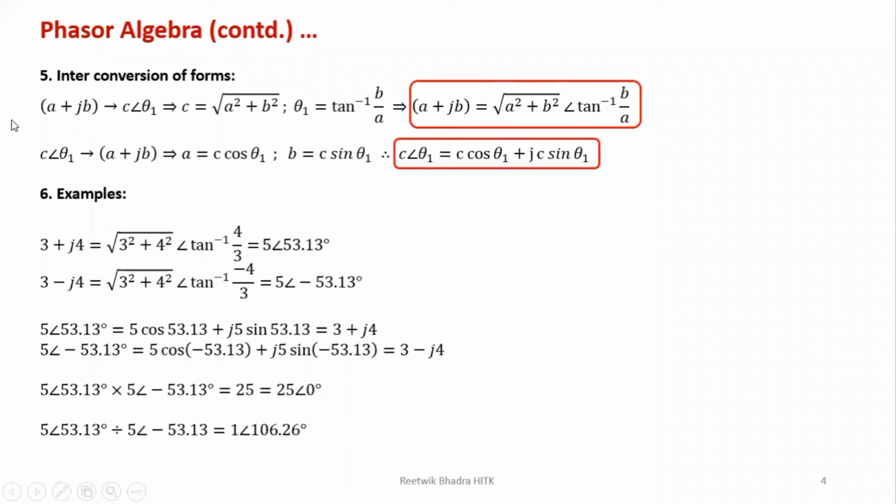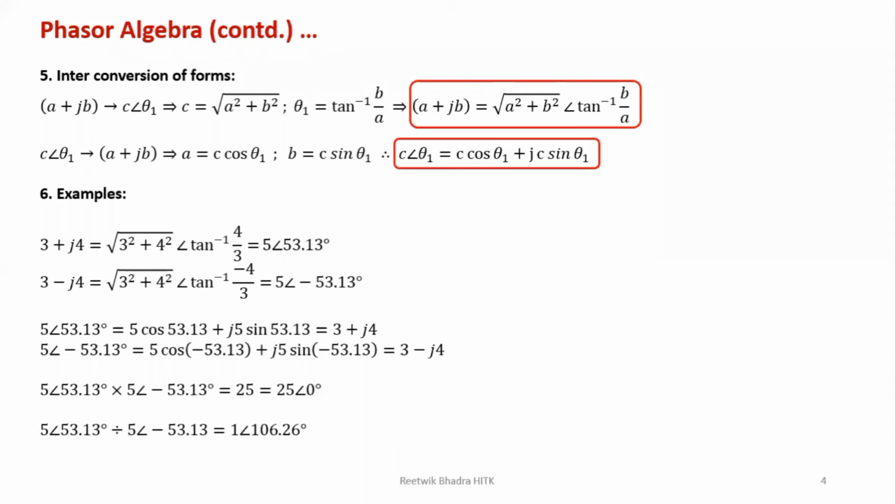Tan inverse B by A. So A plus jB is root over A square plus B square, at an angle tan inverse B by A. To convert C at an angle theta 1 into A plus jB: what is A? A is C cos theta 1, and B is C sin theta 1. So C at an angle theta 1 can be written as C cos theta 1 plus j C sin theta 1. Now go through this example.